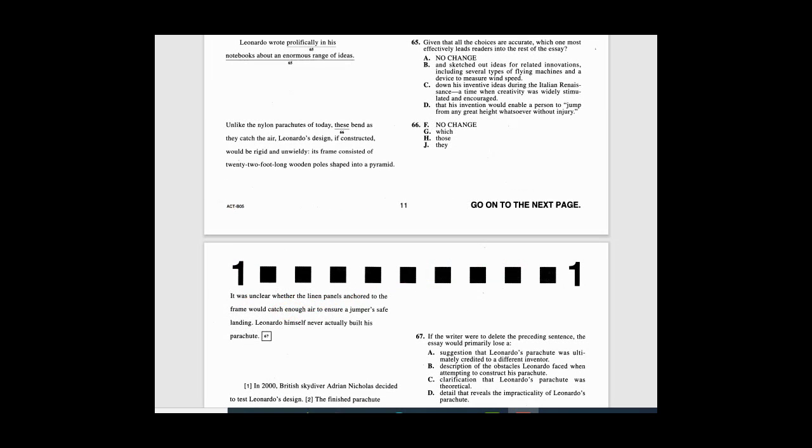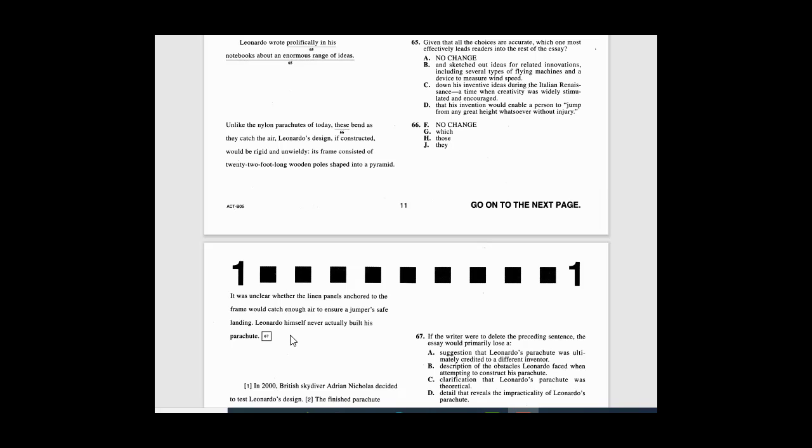Problem number 67, it's a tricky problem that involves getting the right answer on problem 65. It says here, if the writer were to delete the preceding sentence, what would this lose? The preceding sentence here is "Leonardo himself never actually built the parachute." So that is the sentence inside the paragraph. It's the last sentence in our paragraph, so you've got to go back to the previous page on page 11 and look at the topic sentence.